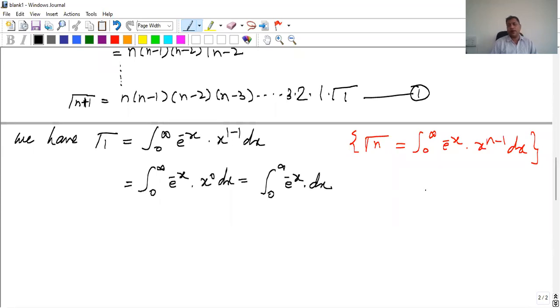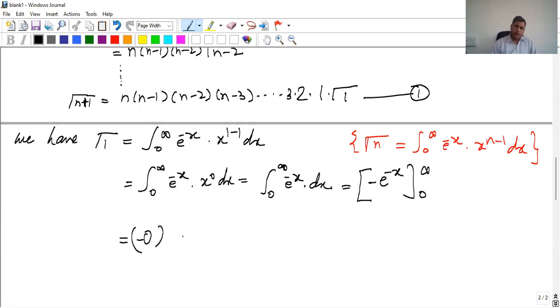So here we get only e raised to minus x. And we know what is the integration of exponential term. So this is minus e raised to minus x, and you will be having 0 to infinity. Now let us apply the limit infinity. If we apply infinity, this will become 0. This term is going to be 0. We can say minus 0.